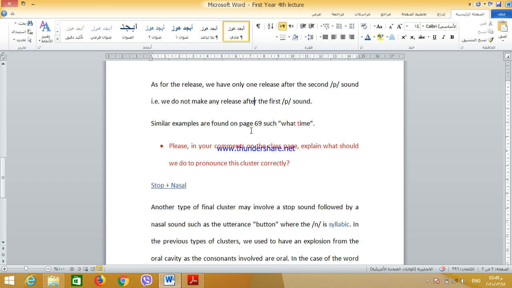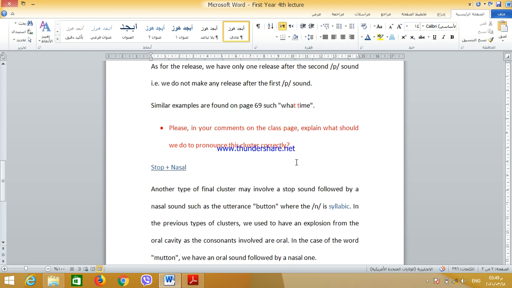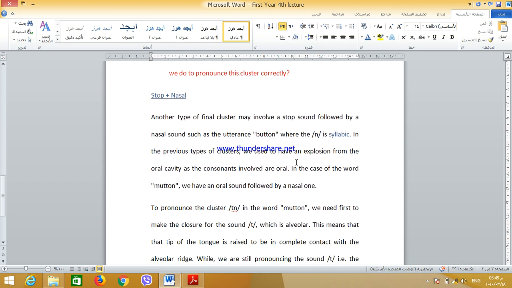Okay, we have similar examples on page 69, just like the word what time. So please think about the closures and the releases we have in this example. What time? Okay, think and tell me what you come up with.